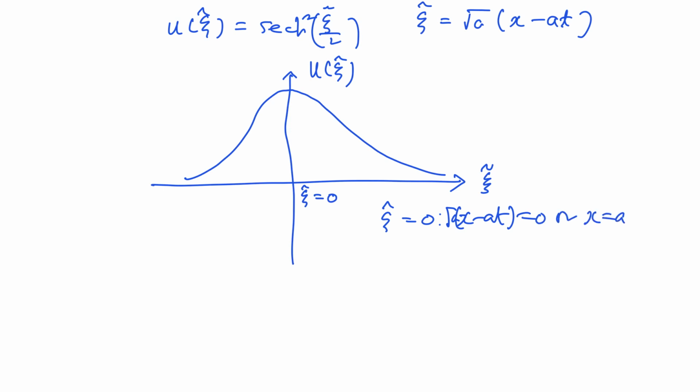Or x equals 80. That means, in terms of psi tilde, when this is 0, that means x minus 80 is 0, right? Or x is equal to 80. So as time goes by, x is moving. So this is a wave propagating in the positive x direction. This is a wave called a solitary wave.